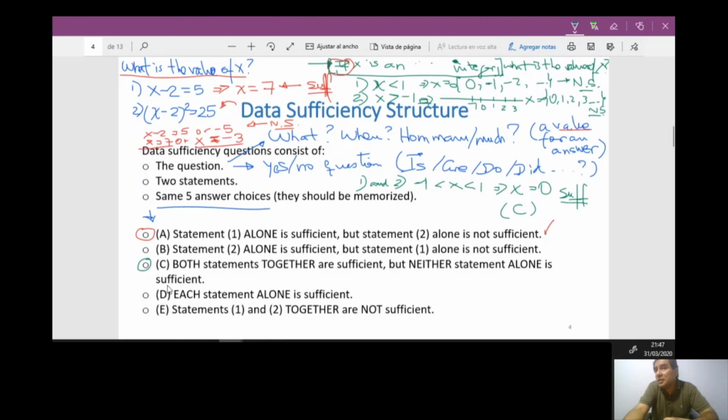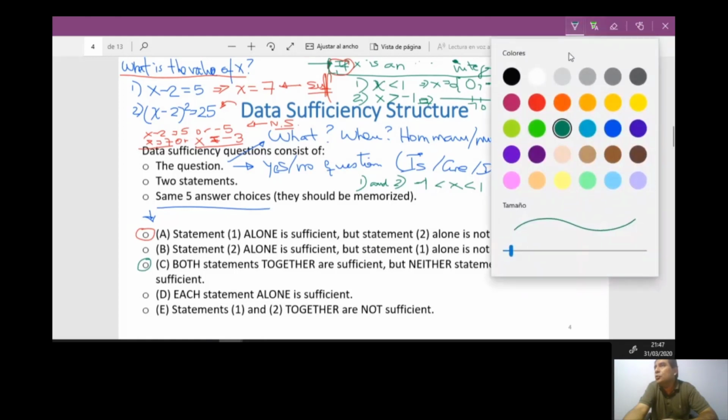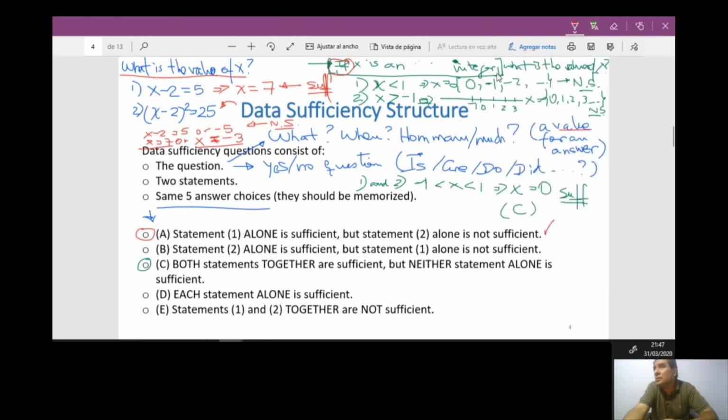Of course, option D happens when each statement by itself is sufficient. This is possible. And how do you get to alternative E? Statements 1 and 2 together are not sufficient. Okay, imagine that for a moment you remove this condition from this question. What happens if we remove this? Then you know our analysis of the statements is not limited to integers alone.